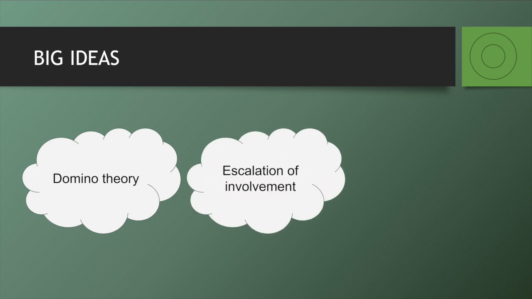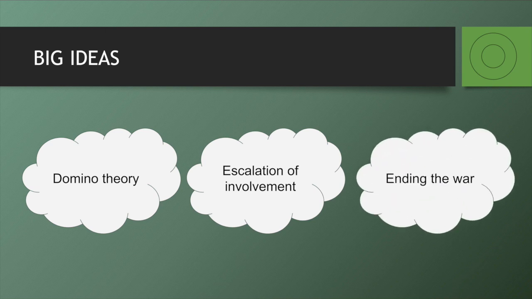We're going to talk about the important concept of escalation of involvement, how the United States started off very small in being involved in Vietnam, and then over time grew the number of forces, soldiers, and influence in Vietnam. And then we're going to talk about how the war ended, how the United States was able to get out of the war slowly, and the reasons behind why it withdrew from Vietnam in the 1970s.